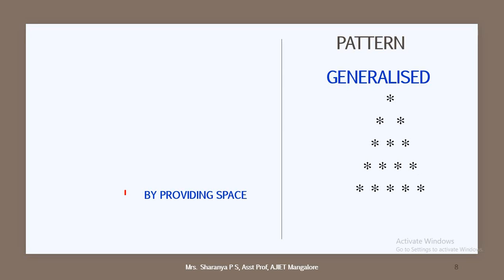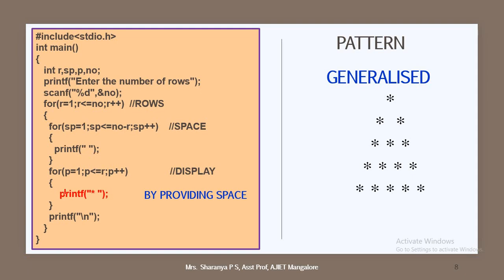For the same previous program, if we have generalized it, one simple change we have to make, as we discussed previously, is that we have to provide the space when we are displaying the pattern. So we are displaying the pattern in the third for loop. After printing the star, we are printing the space along with it. So how it looks: we have printed the star here, after that we have provided one space, and then we are closing the printf statement.